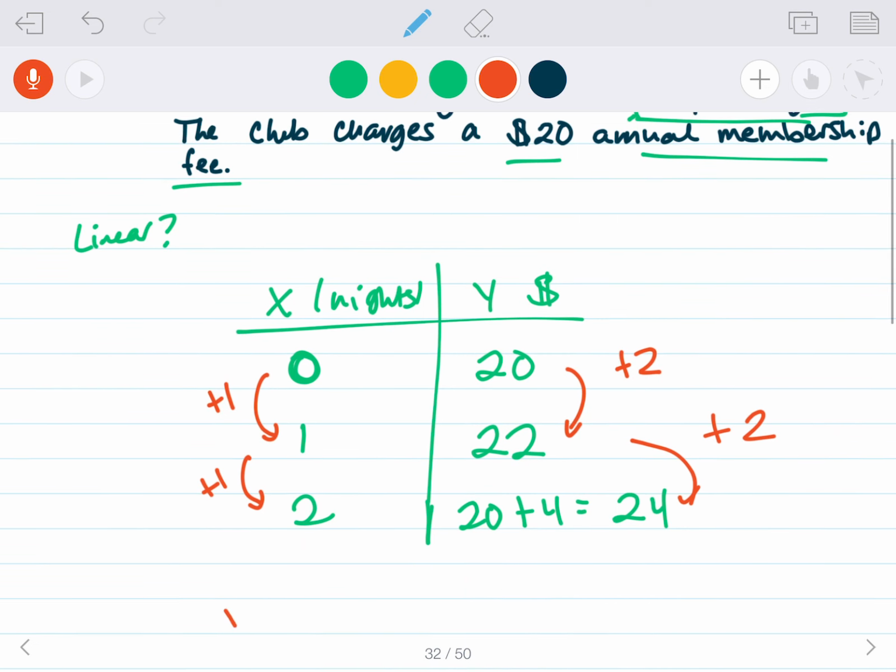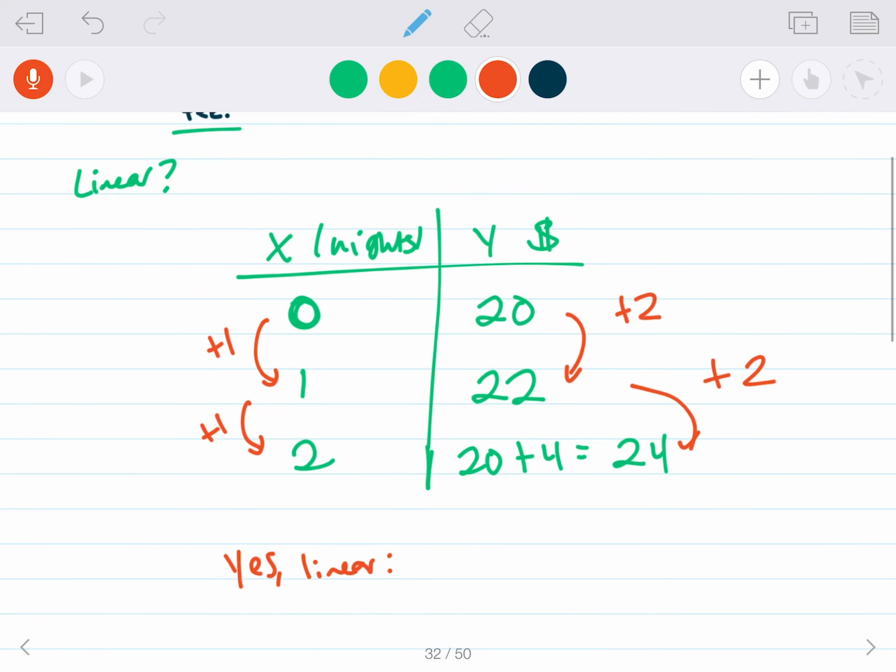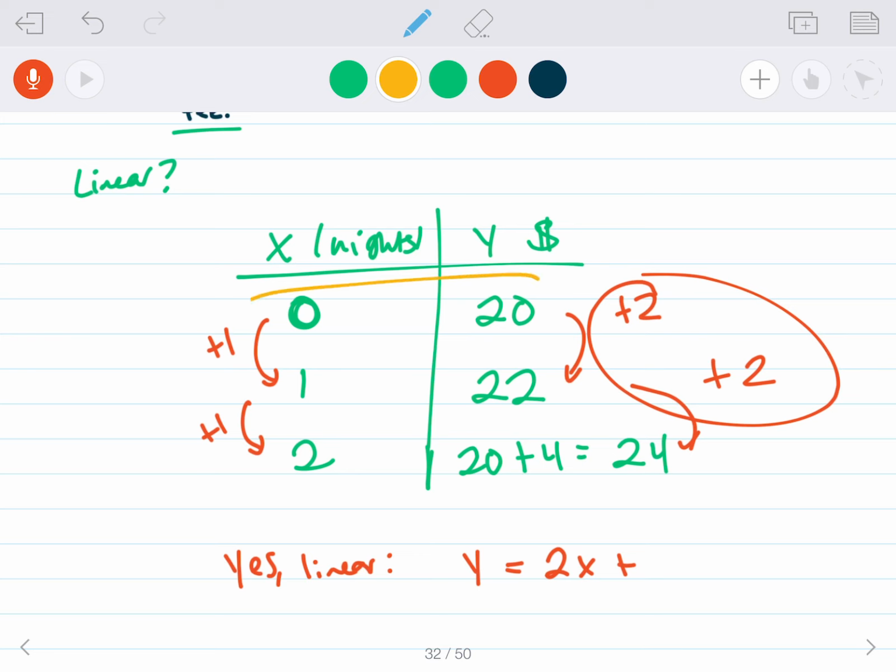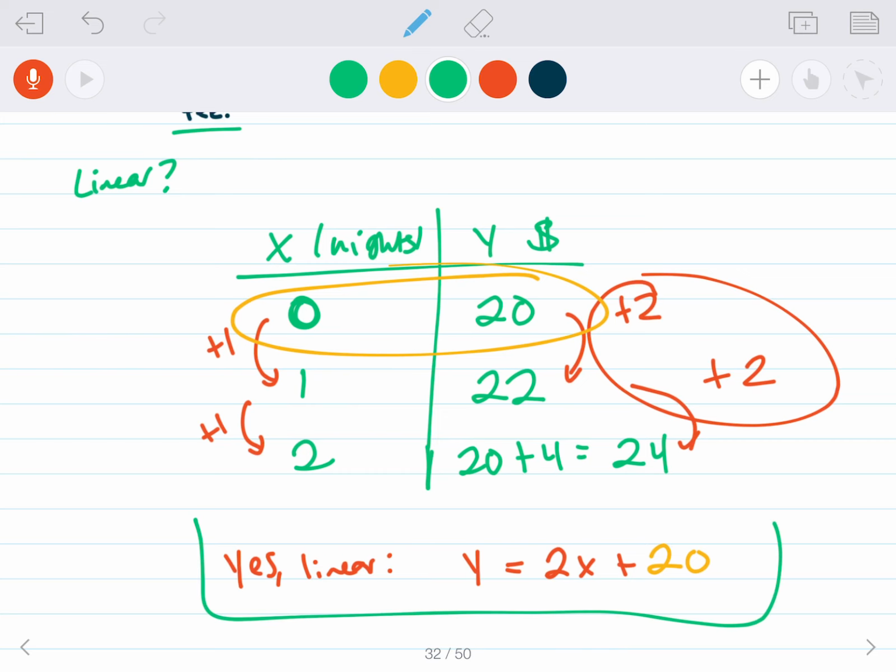So yes, this is linear, and our equation would be y equals, our set amount is 2, so that's going to be our slope, 2x, plus, and the y-intercept is the amount that you're initially paying before we start putting in x1, x2, x3, etc. So the initial amount is going to be $20. That's our y-intercept. And that is our equation that represents this situation.